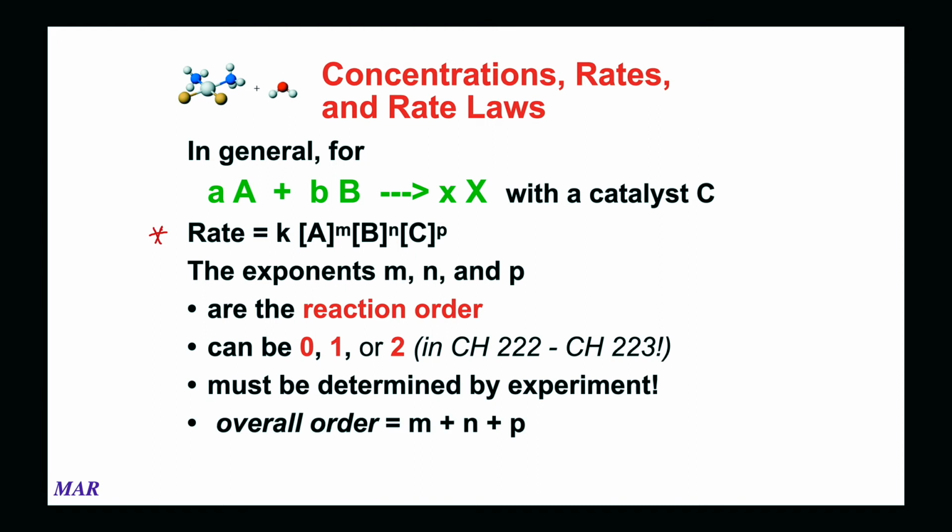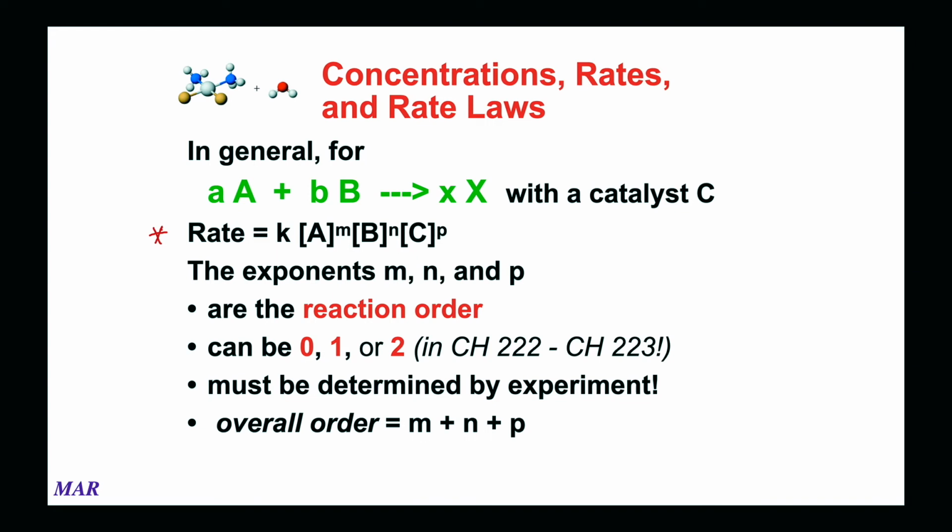The overall order for a reaction is the sum of the individual reaction orders. So if there really are 2 reactants and a catalyst, all affecting the reaction rate, then the overall order would be just M plus N plus P. All right, you add them up. This isn't a super big deal, but it is something you run into once in a while.